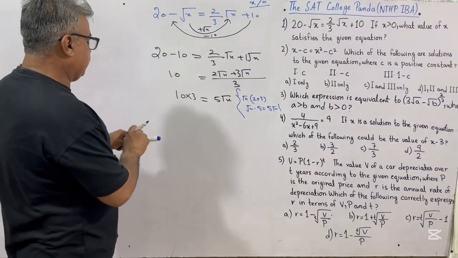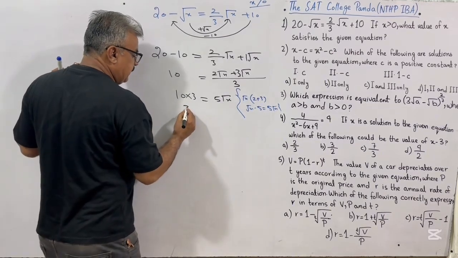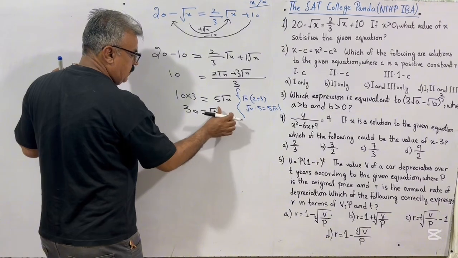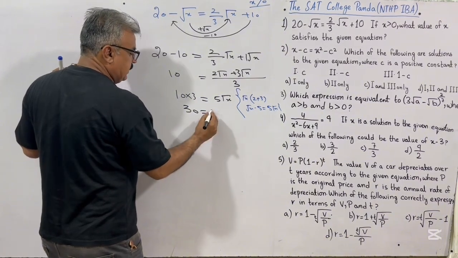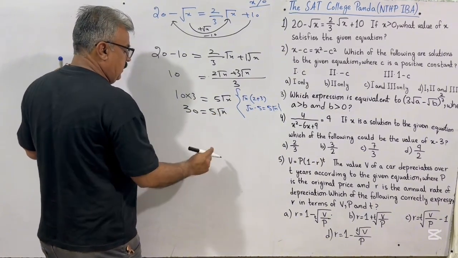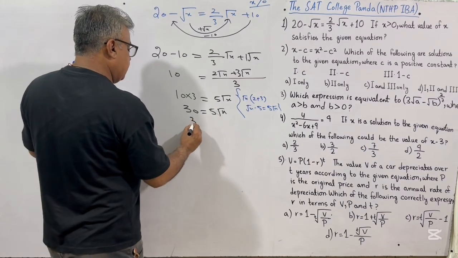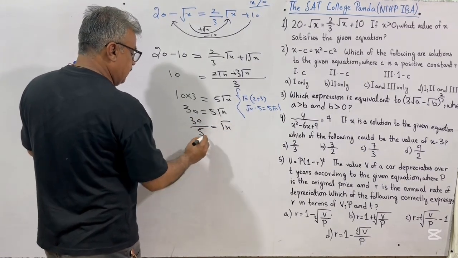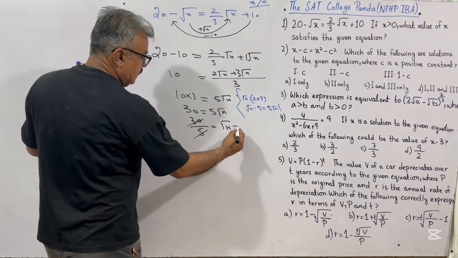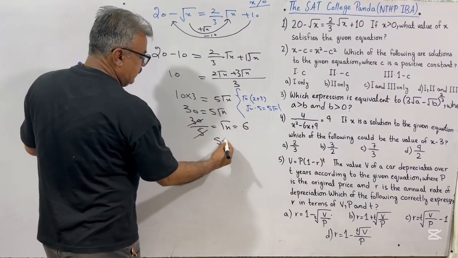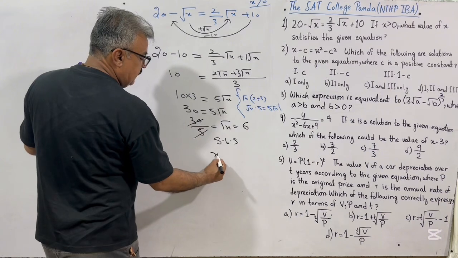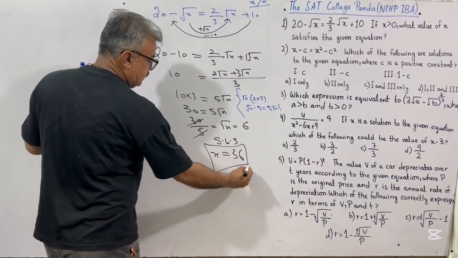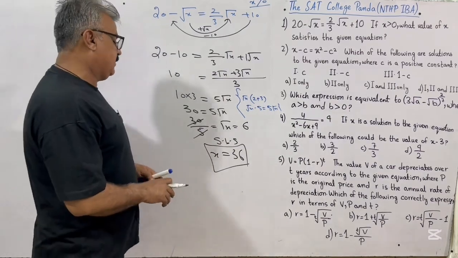10 times 3 is 30, equal to 5 times root x. Shift 5 from multiplication to division. 30 over 5 is equal to root x. We have root x is equal to 6. Squaring both sides, we have x is equal to 36. That's the answer, x is equal to 36.